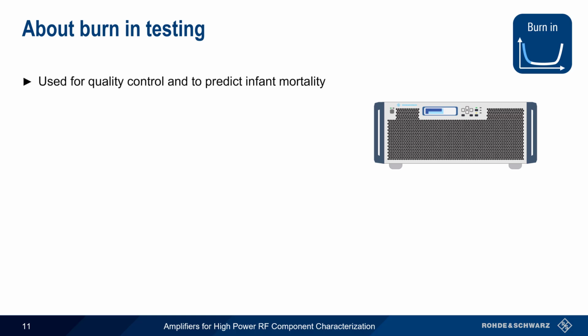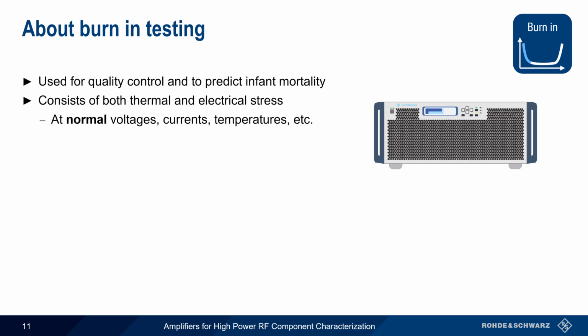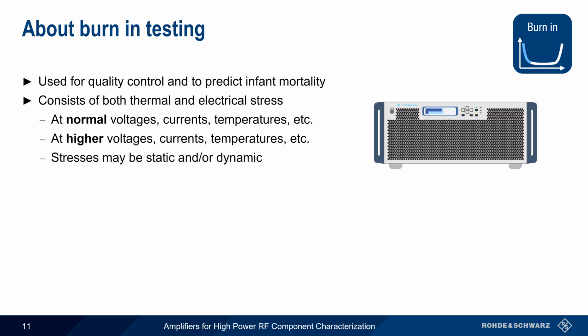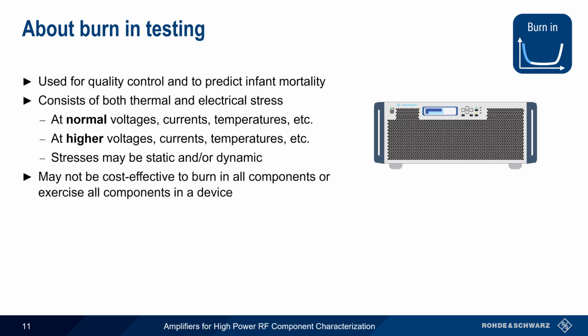Burn-in testing is very common in manufacturing and is used for both quality control as well as to predict the infant mortality rate. This type of testing consists of both thermal stresses and electrical stresses. In many cases, burn-in is first performed at normal voltages, currents, and environmental conditions, but may then be performed again against higher than normal or higher than expected values. The thermal and electrical stresses can be constant or static, or they may be dynamic, with values being cycled over a range. As with most types of component testing, it may not be efficient or cost-effective to perform burn-in testing on every manufactured component or every component in a device, so sampling and statistical methods are often used.